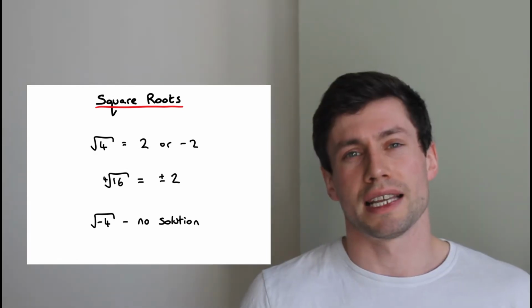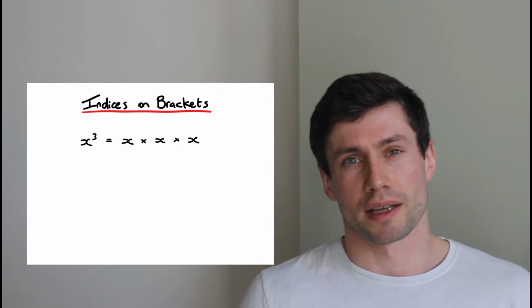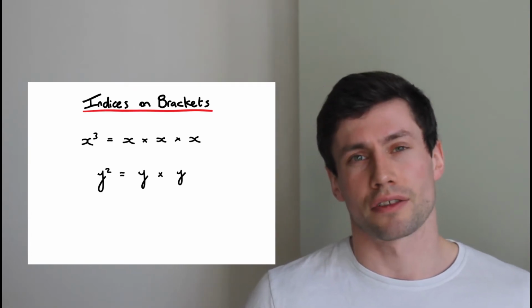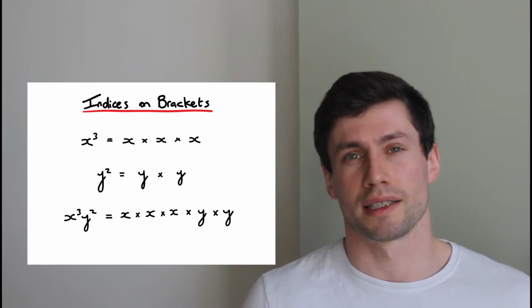Now let's look at indices on brackets. While not a formal indice law, applying an indice to a bracket is very important, very common, and a very common mistake that many students make at GCSE level. Let's build up from the bottom. x cubed is just x times x times x, and y squared is just y times y. But we can also write x cubed y squared, which would be x times x times x times y times y.